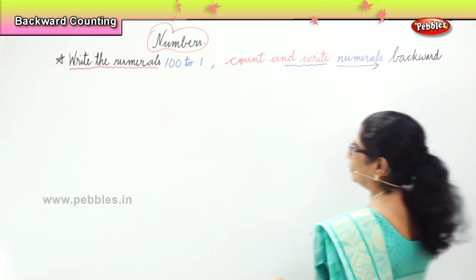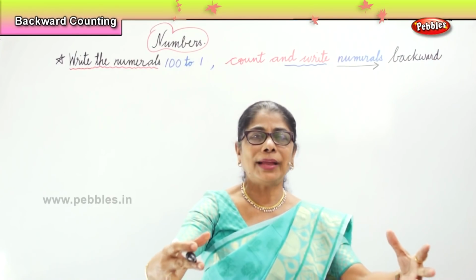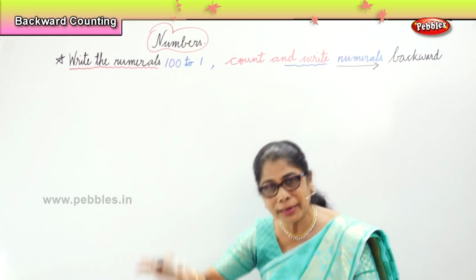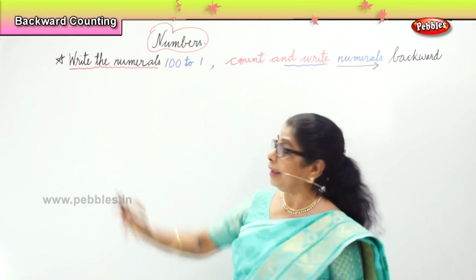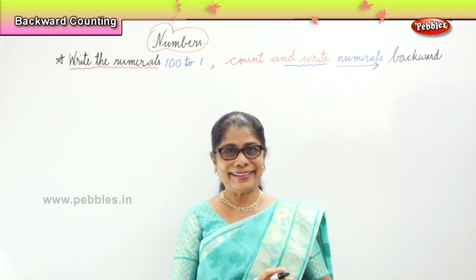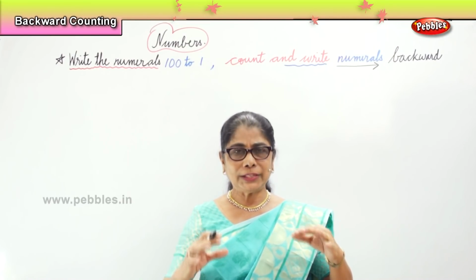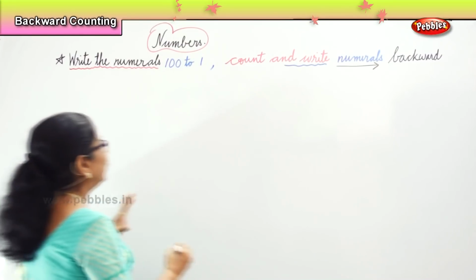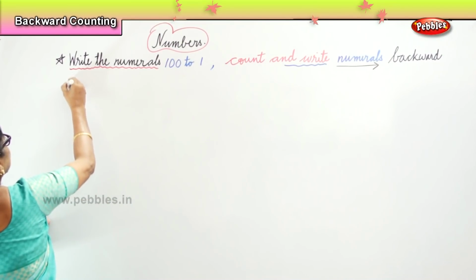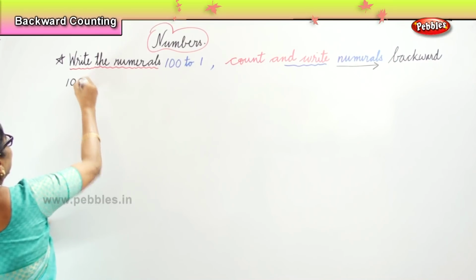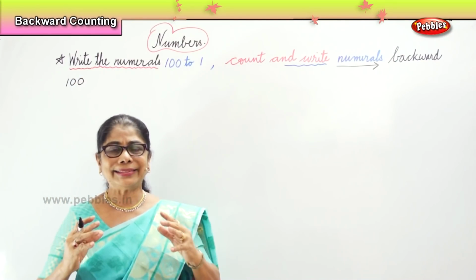We are going to write the numerals backward. Forward, backward. Forward, going up. Backward, coming down, down, down. So we begin again with 100. Now we think back. Less 1. Oh, 100. When you say 100, now I must write 1 less.